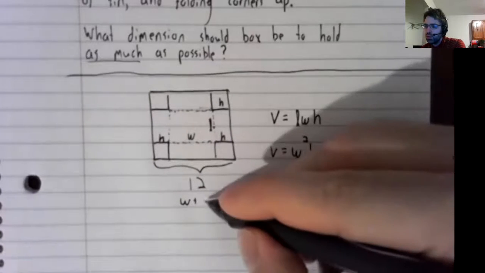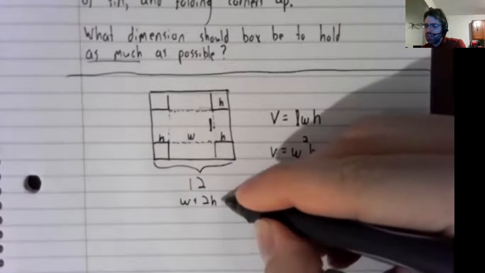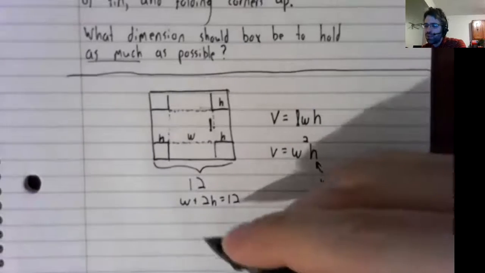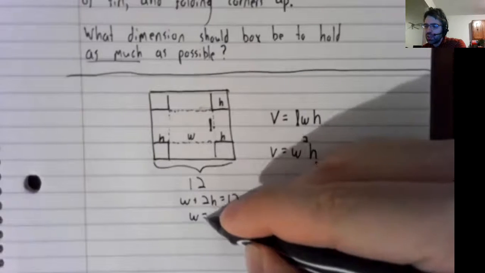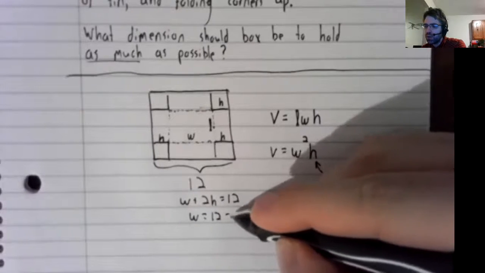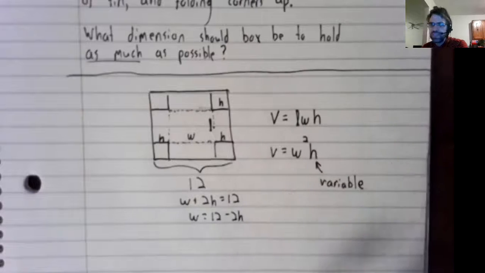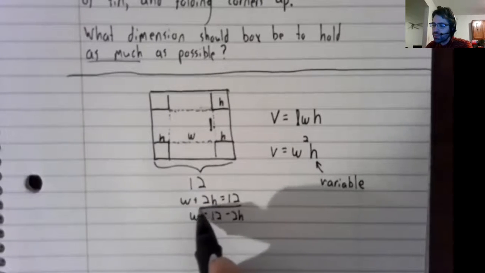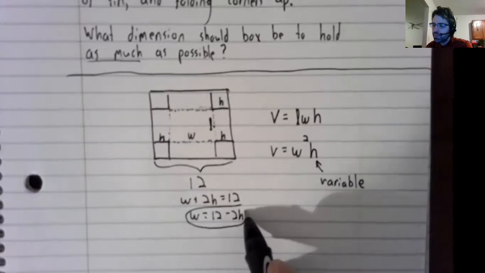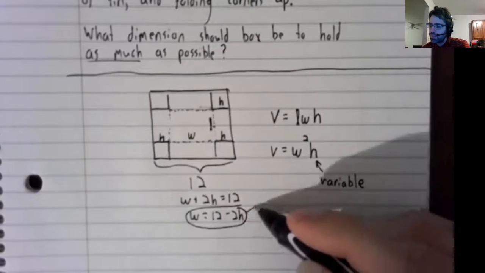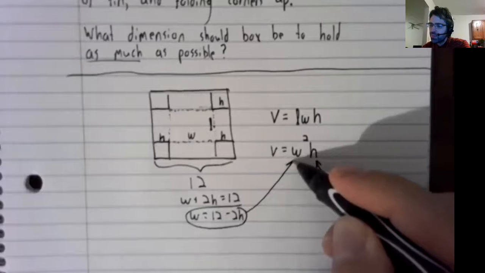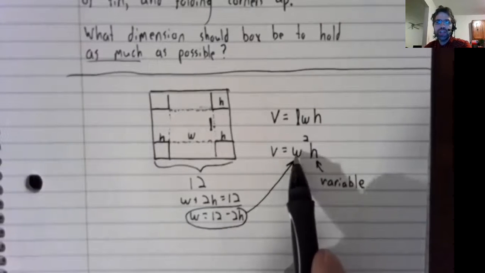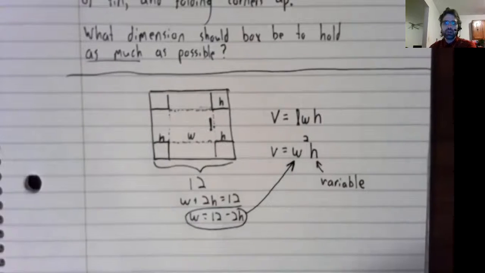So W plus 2H equals 12, and W equals 12 minus 2H. We take this and we plug it in here.